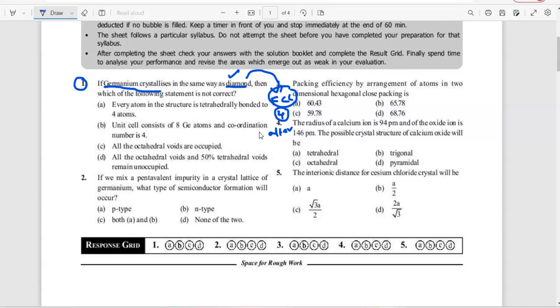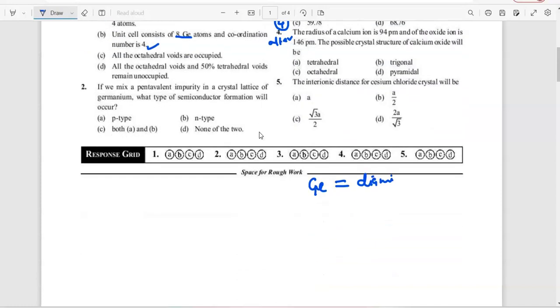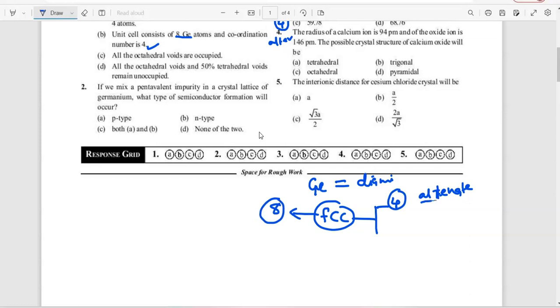Next: the unit cell consists of 8 germanium atoms and the coordination number is 4. They are telling 8 germanium atoms; let us discuss how. Germanium crystallizes in the same way as diamond, so the germanium crystal structure is equal to the diamond crystal structure. Diamond is an FCC structure, and along with this FCC, 4 atoms are extra, occupying alternate tetrahedral voids. In the FCC structure, a total of 8 tetrahedral voids are present, so they are telling 4 alternate voids.